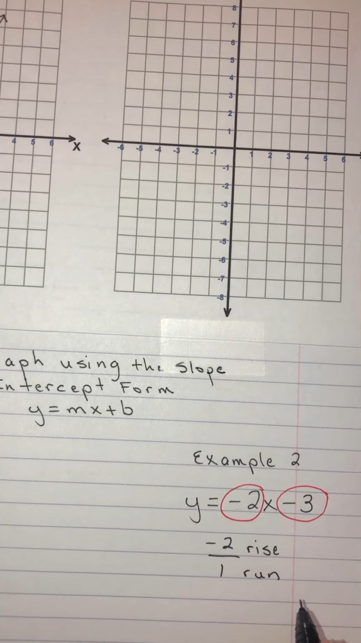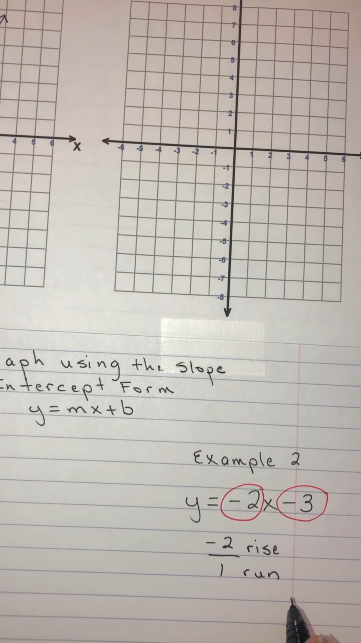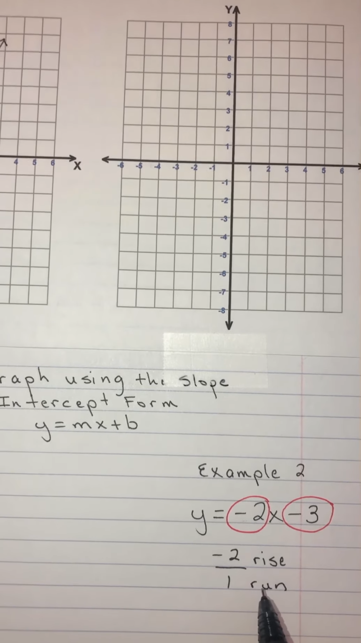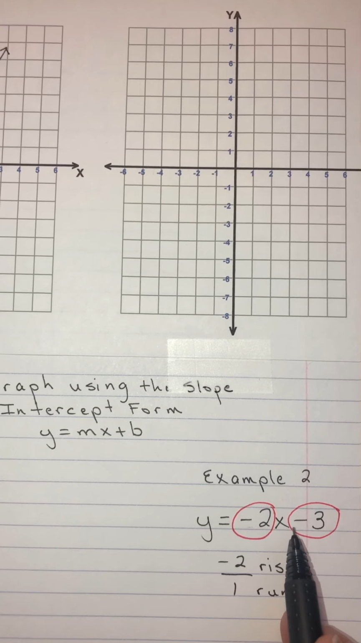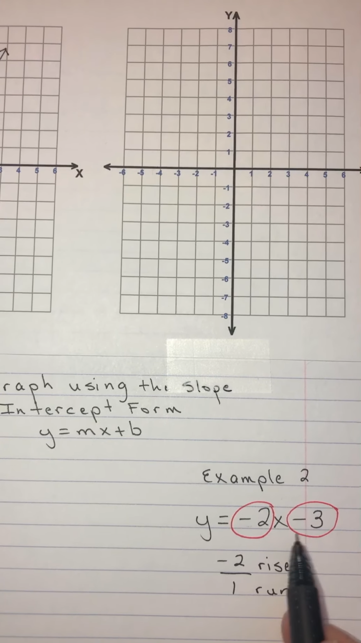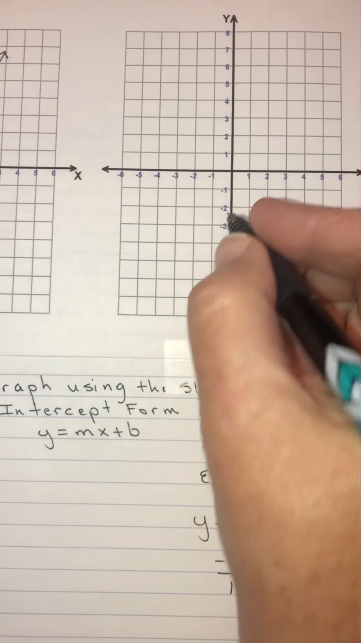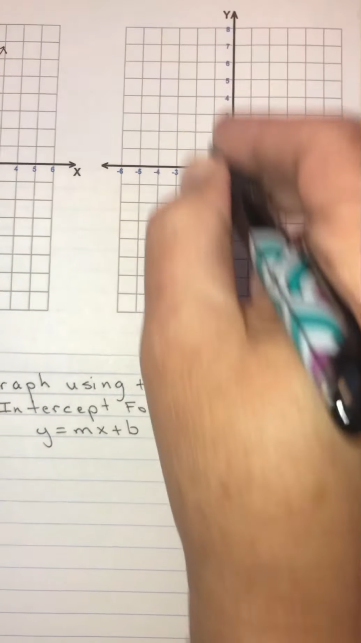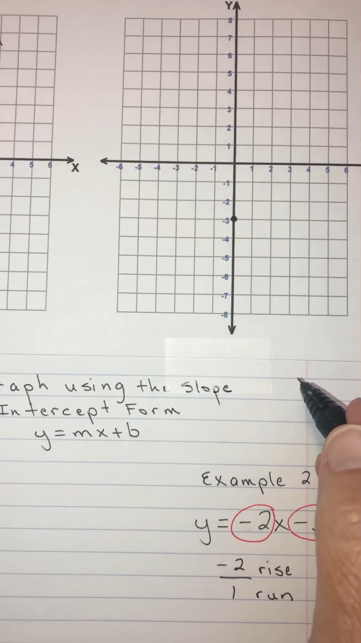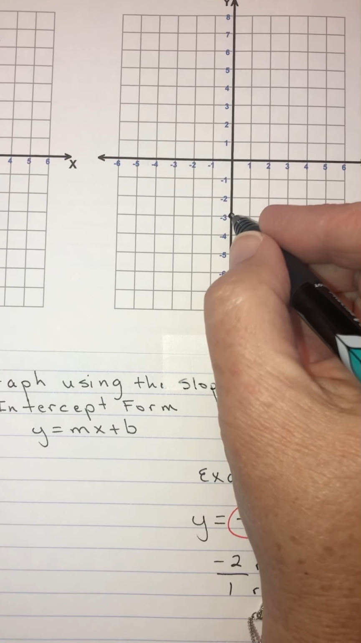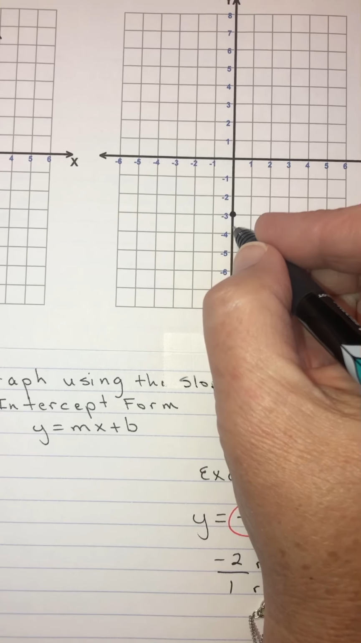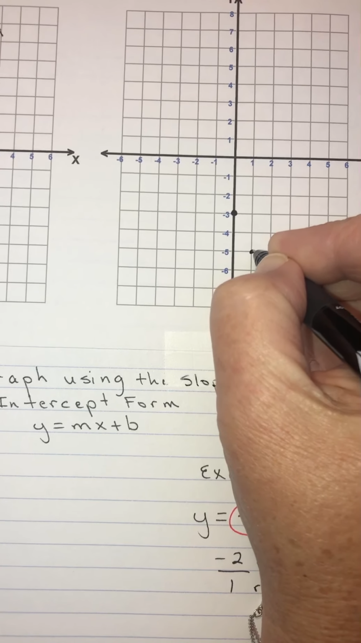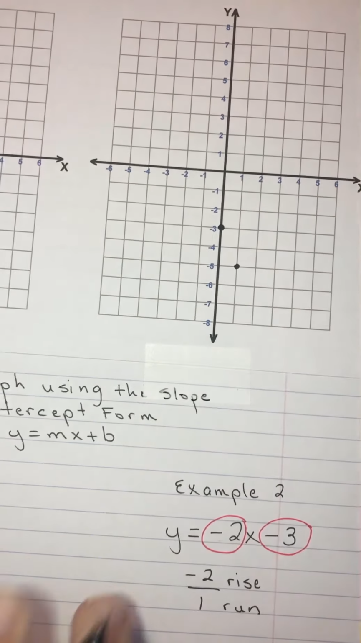Now, if you're like me, rise seems pretty weird because we're not really going to rise. In this one, we're going to fall because it's a negative. But the first thing that I'm going to do is plot my negative 3, which is my y-intercept. So I come and I plot negative 3. And remember, that's on the y-axis. And then since my slope is negative 2 over 1, that means I'm going to drop down 2, 1, 2, and over 1. And then I'm going to draw my line.